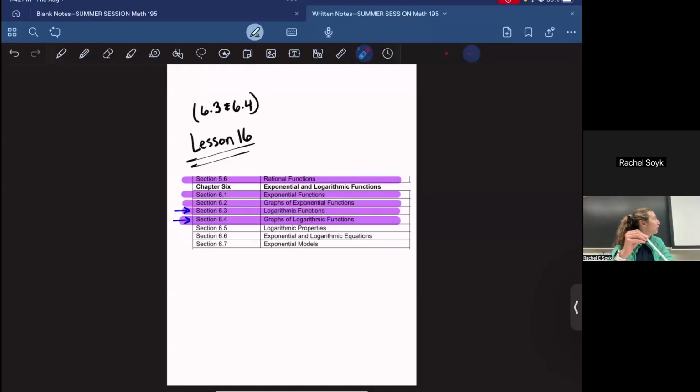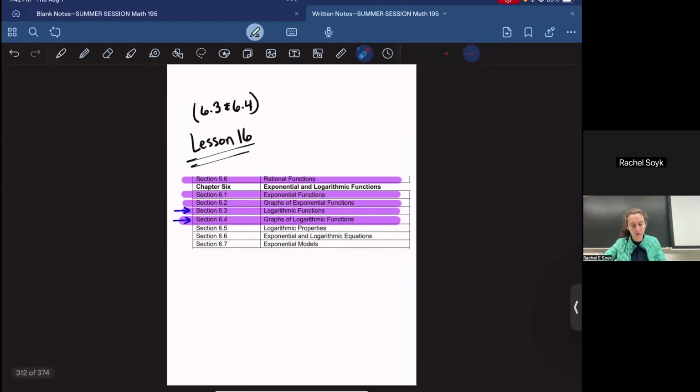Right, so 6.3 and 6.4, we've already learned about exponential functions. So now we're going to have the opportunity to learn about the inverses of exponentials, aka our logarithmic functions, and then we'll also learn how to graph logarithmic functions.